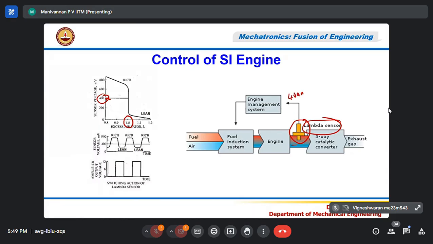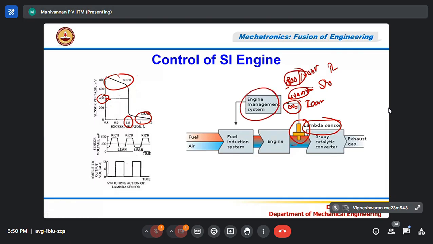If the engine is running lean, that is 15:1, 16:1, it will give 0 volts. If the sensor gives 0 millivolts, you know it is a lean mixture. If it is 400 millivolts, you know it is stoichiometric. If it is around 1 volt, 800 to 1000 millivolts, you know it is a rich mixture. Based on the signal coming, whether 400 millivolts, 0 volts or 800 millivolts, the ECU knows whether the engine is running stoichiometric, lean or rich.